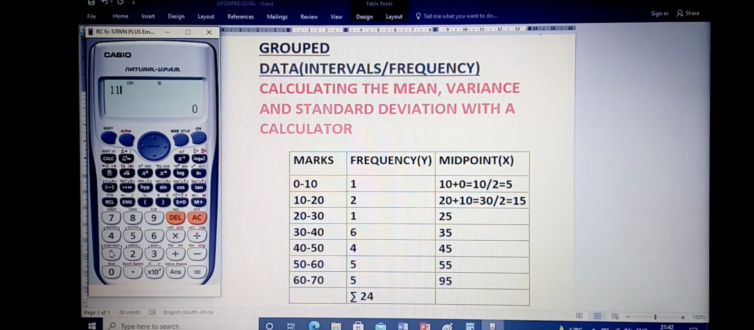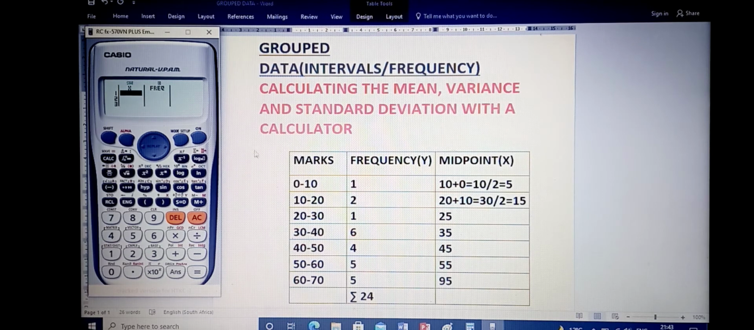Okay, so now that I have my frequency table already sorted out, I'm going to go to the mode again, and I'm going to press stat, okay, and number 1, variance. Okay, there we are. Right, so now our calculator is well programmed under stats, and we've got our 2 columns. We've got the x column, which is the midpoint, and then we've got the y column, which is the frequency. So I'm just going to go and fill in my data now.